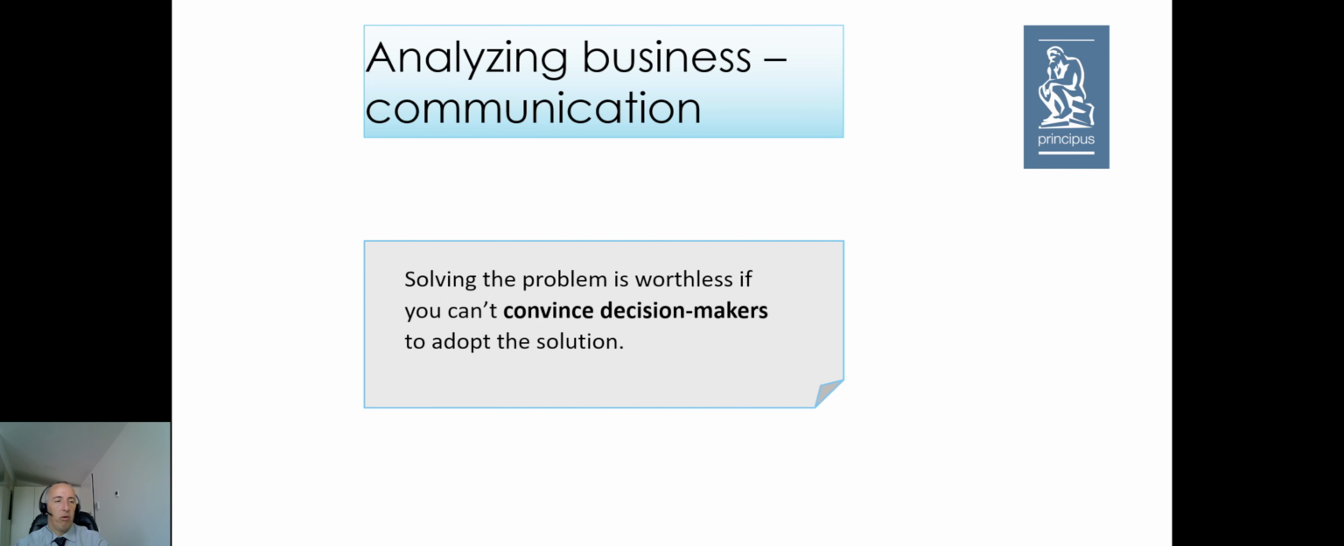Being on the subject of selling a solution, make sure that you find proper communication and presentation model that will convince stakeholders, internal and external. Solving the problem is worthless if you can't convince decision makers to adopt the solution. Impact is always measured after the adoption. With this, we are finishing business part of this series and the 10th part of our presentation.